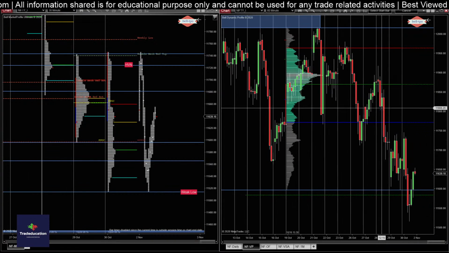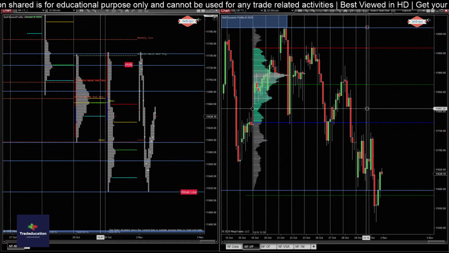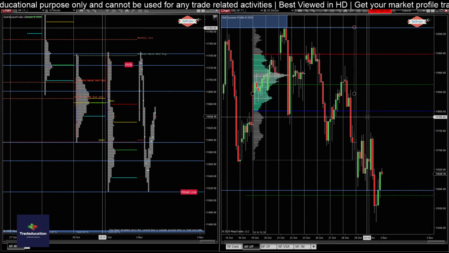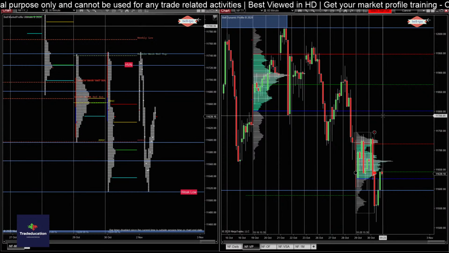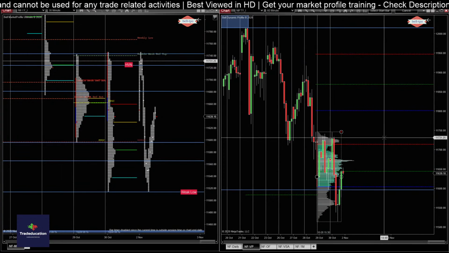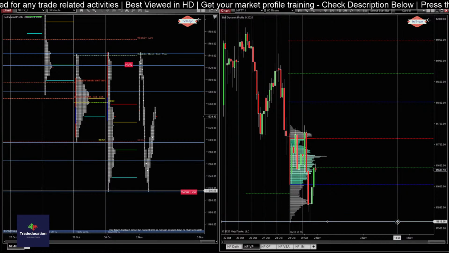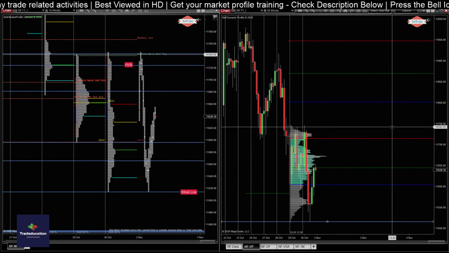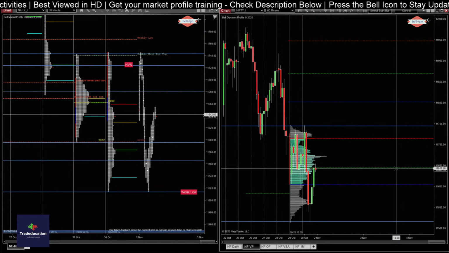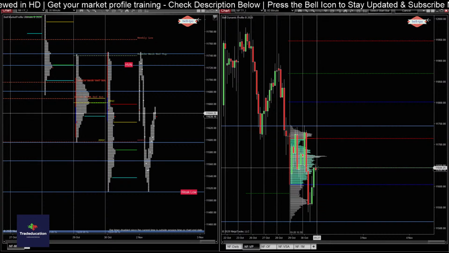Okay, so for that, let me do one thing. I'll remove this and I'll add one more volume profile of the 2-day balance. Okay, so this is the 2-day balance, and the reference is the low. This is the balance high, and this is the VPOC. Overall the auction closed around the VPOC.